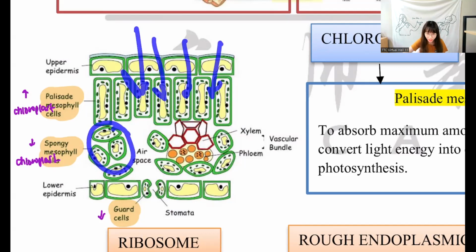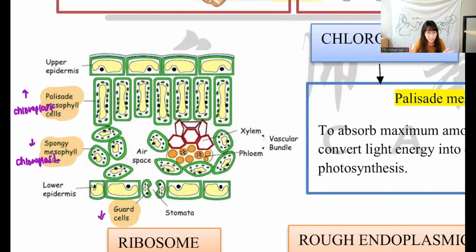Spongy mesophyll cell, they have a lot of space, right? Air space, right? The reason why they have a lot of air space is that they want to allow carbon dioxide and water to diffuse into it. That's why they have a lot of air space. They also have chloroplast, but it's lesser. Guard cell is the same. They also have chloroplast, but it's lesser in quantity.